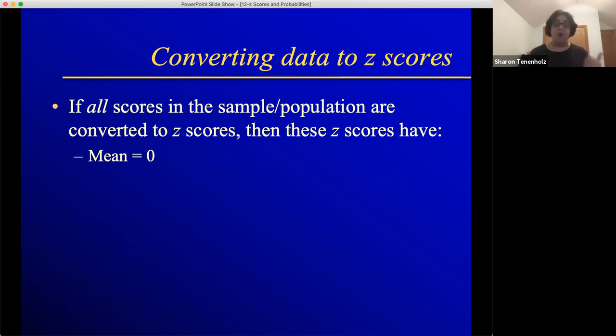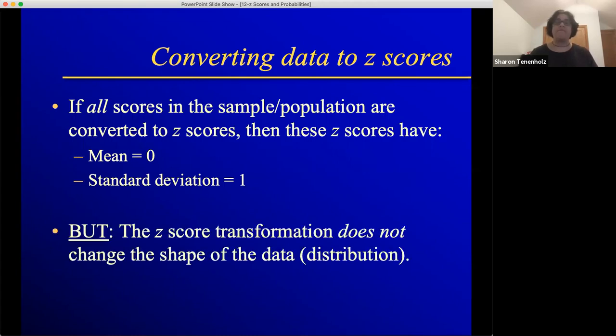Moreover, because of how we've created these z-scores, the standard deviation of that distribution of z-scores will always be 1. So the mean is always 0 of a z distribution. The standard deviation is always 1. And that's just because of how these scores are created in the first place.